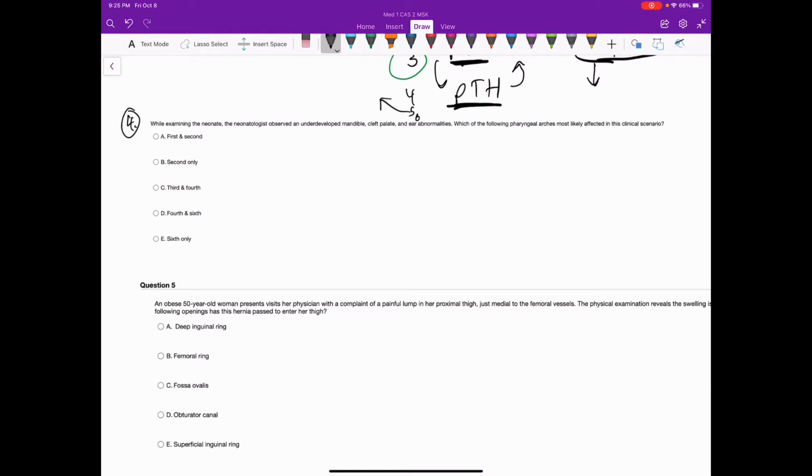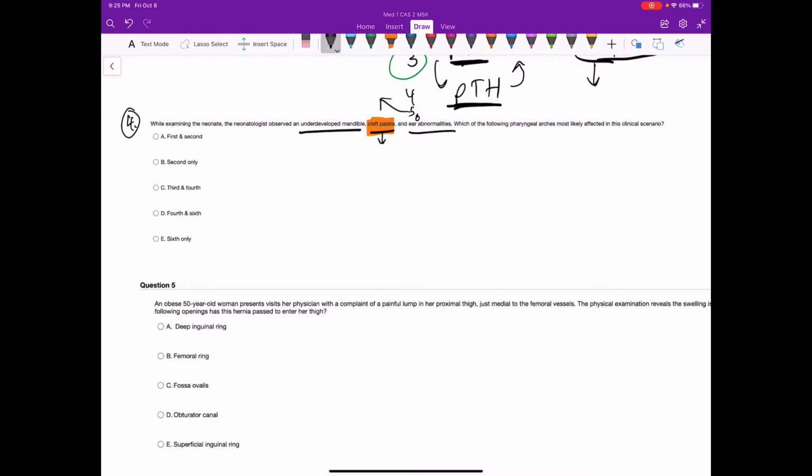Okay, to continue, question number 4. What is question number 4 asking? While examining the neonate, the neonatologist observed an underdeveloped mandible, cleft palate, and ear abnormalities. Okay, before you even continue, you should just be on high alert for cleft palate. If I see cleft palate, I know this is probably going to be a certain arch. I'll talk about it in a little bit. But just know cleft palate is very important.